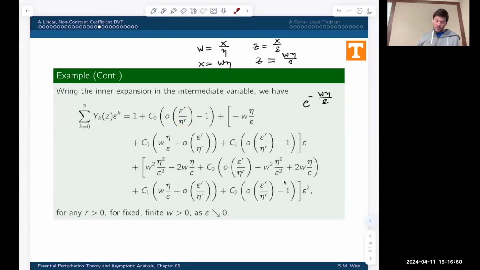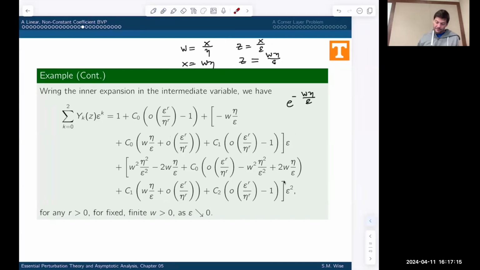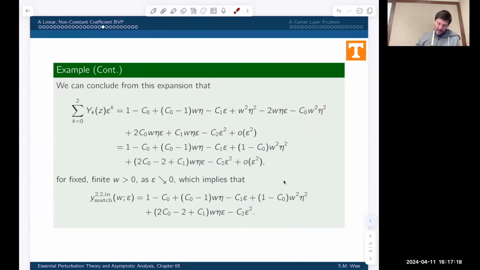Now, all we have to do is pay attention to what terms are going to survive. We have to collect all the terms which are larger than little o of epsilon squared. There's a bunch of complicated terms here. I'm going to flip to the next page and show you what survives, and then maybe we'll come back and see why they survived. Okay, so my first pass at what survives is all of this stuff here.